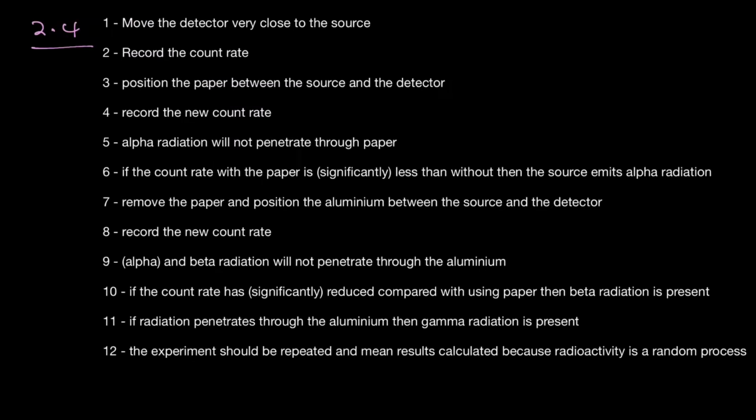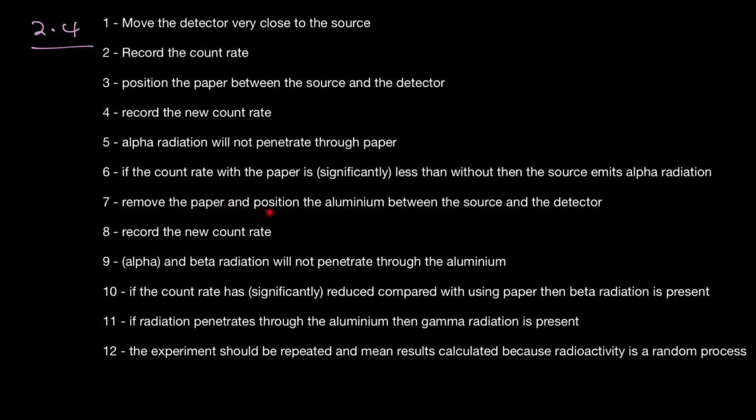Question 2.4. A teacher wants to demonstrate that a radioactive source emits alpha, beta, and gamma radiation. Describe a method the teacher could use. So the method is: 1. Move the detector closer to the source and record the count rate. Position paper between the source and the detector and record a new count rate. Alpha radiation will not penetrate through paper. If the count rate with the paper is significantly less than without, then the source emits alpha radiation.